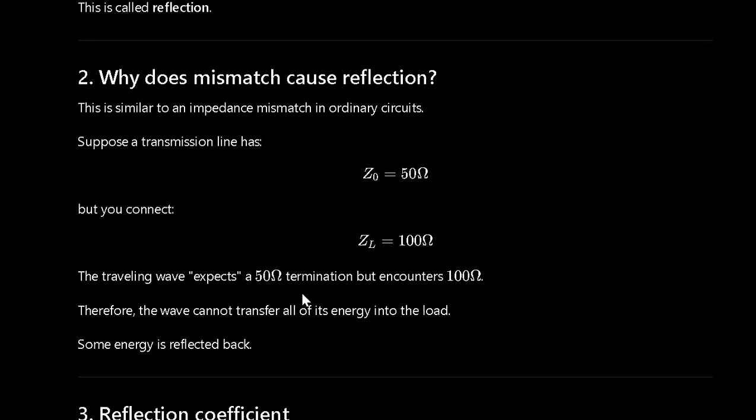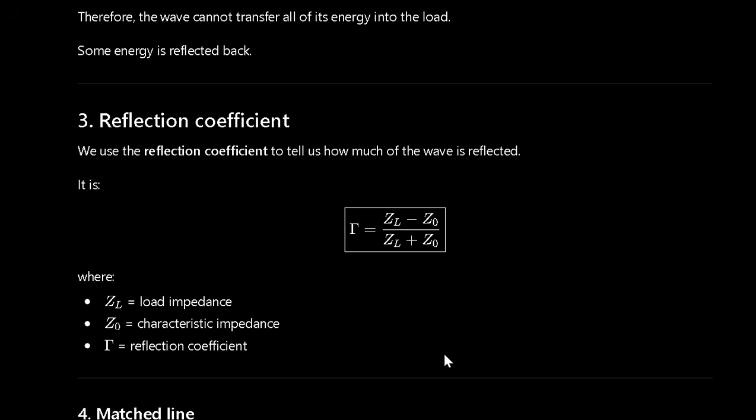Therefore, the wave cannot transfer all of its energy into the load. Some energy is reflected back. The reflection coefficient tells us how much of the wave is reflected. It is simply Γ = (ZL − Z0) / (ZL + Z0), where ZL is the load impedance and Z0 is the characteristic impedance of the transmission line.